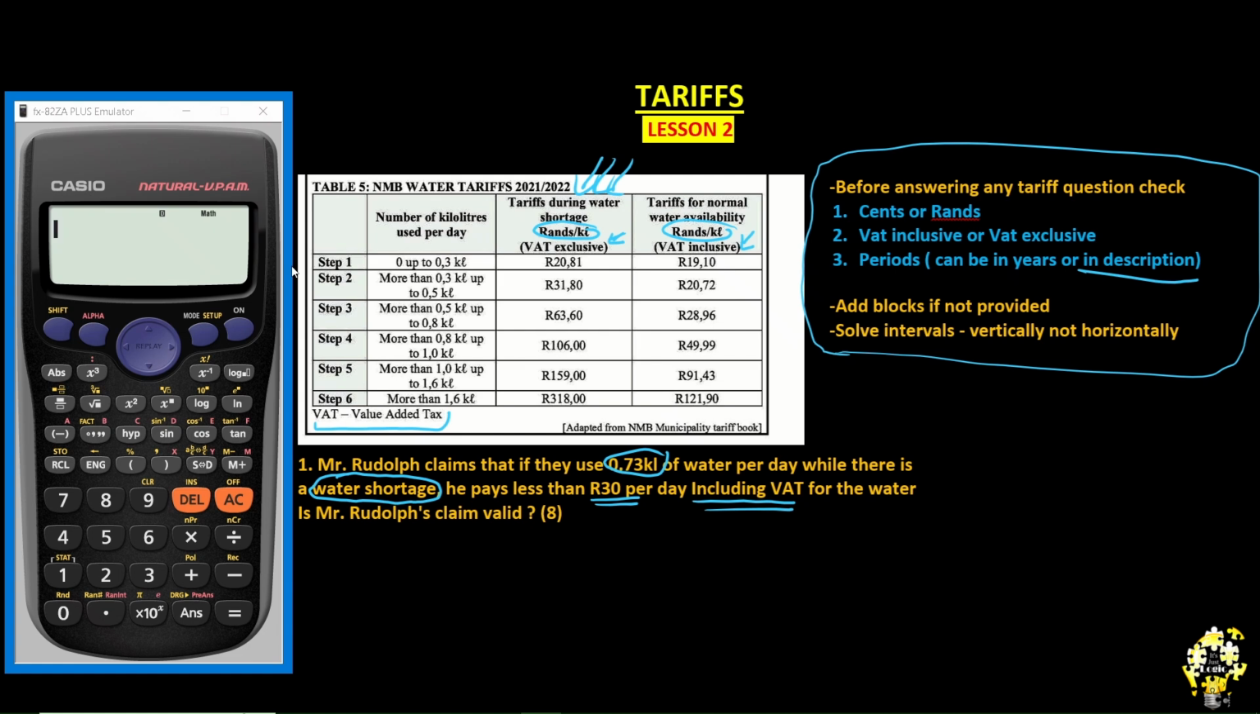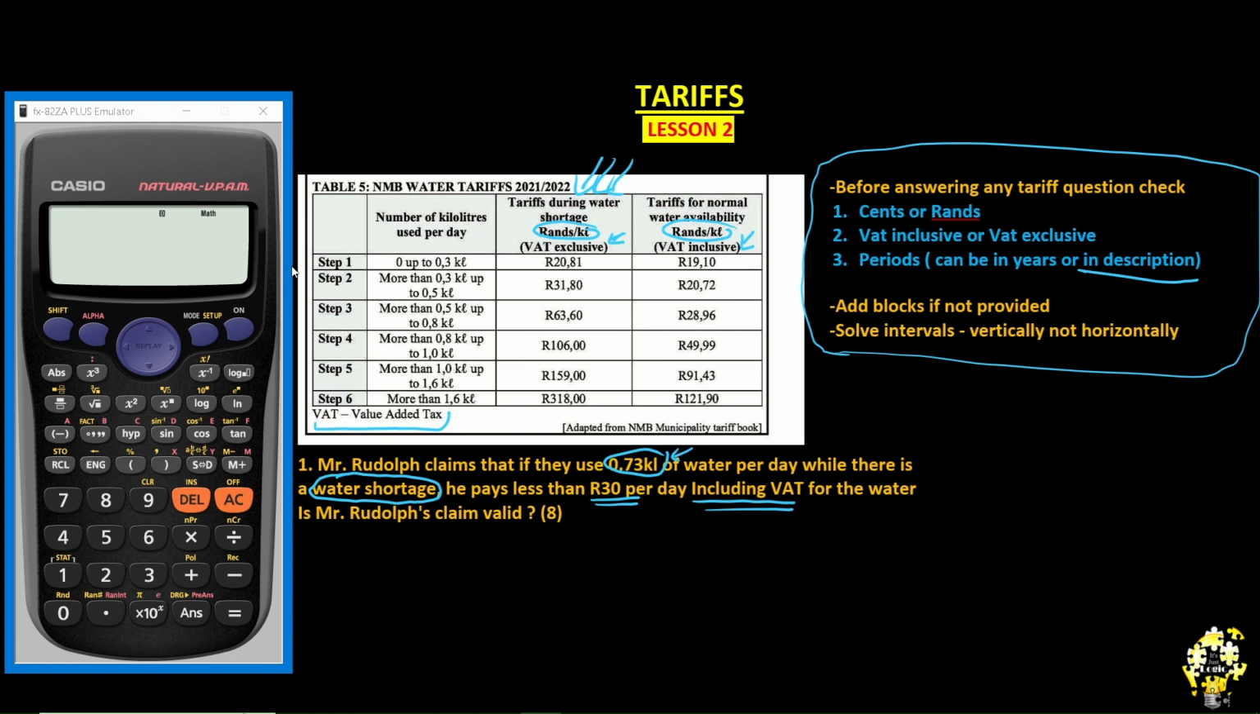So let's start with our calculations now. Again, how do we start? We look at the given tariff. 0.73 kiloliters, where does it fall? Under which step or under which block or under which category? It falls between a 0.5 and a 0.8. This is where it falls. This 0.73. The first thing you must find is where does it fall?